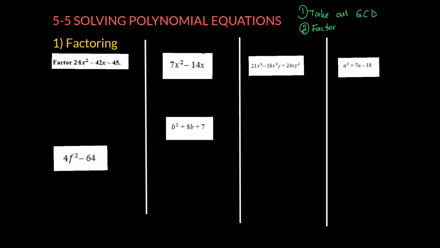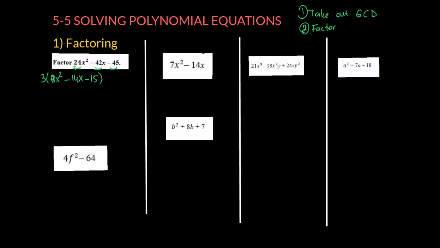In this question, the first one, it says factor 24x squared minus 42x minus 45. So if I look at the numbers, I see that I can take out 3 from each one of these numbers. Take out 3 from 24, we get 8x squared. Do the same thing for negative 42, we get 14x minus 15.